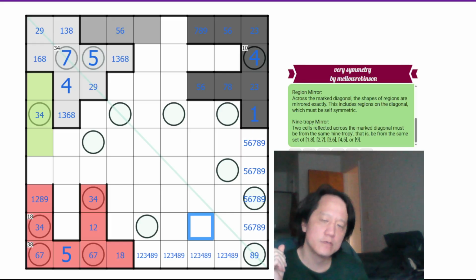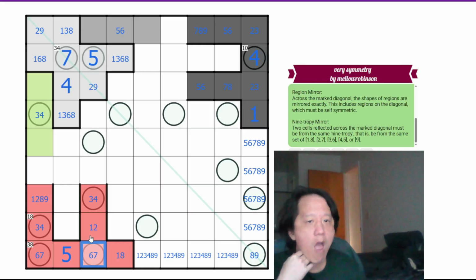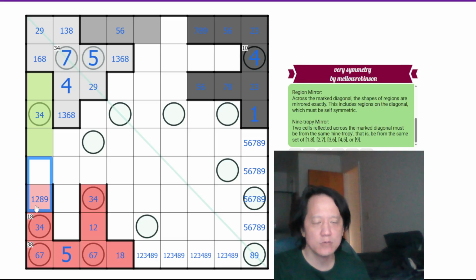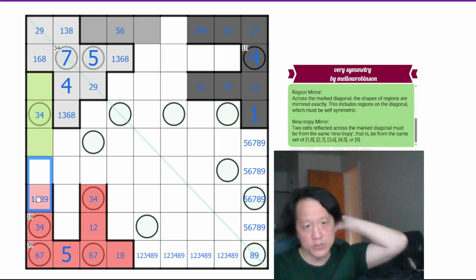Oh, interesting. This always has to have a 9 here, because the 9 must be seen by this cell. And it's not going to see the 9 there, so it must be seen here. So that means we have to have 9 here.